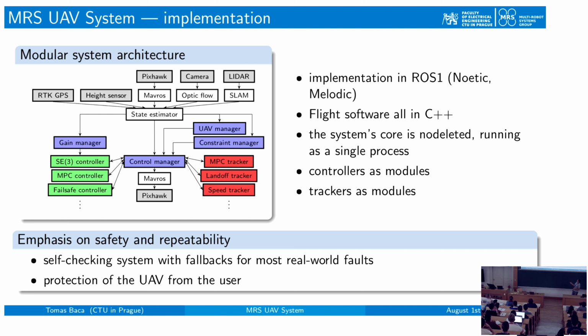Implementation-wise, this is actually written as a single program, sort of. Everything is combined into a single running binary using nodelets, and there are several managers which handle plugins. Everything is pluginable. So the control part of the system, the feedback control, consists of one set of plugins called controllers. The reference generation part of the system consists of plugins called trackers. We have more of them, not only the MPC tracker.